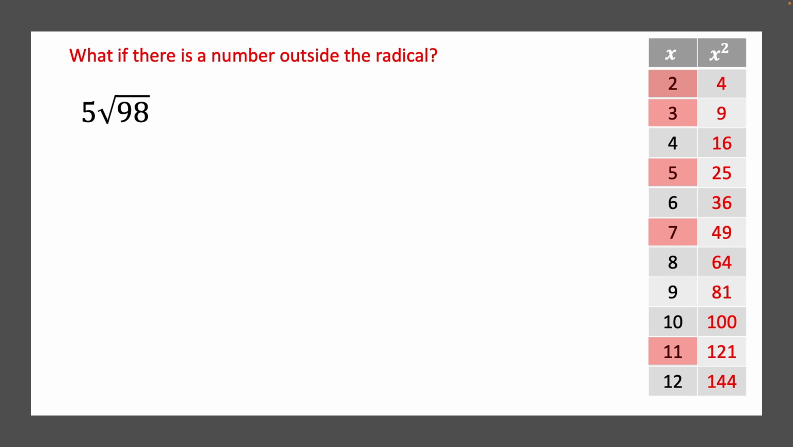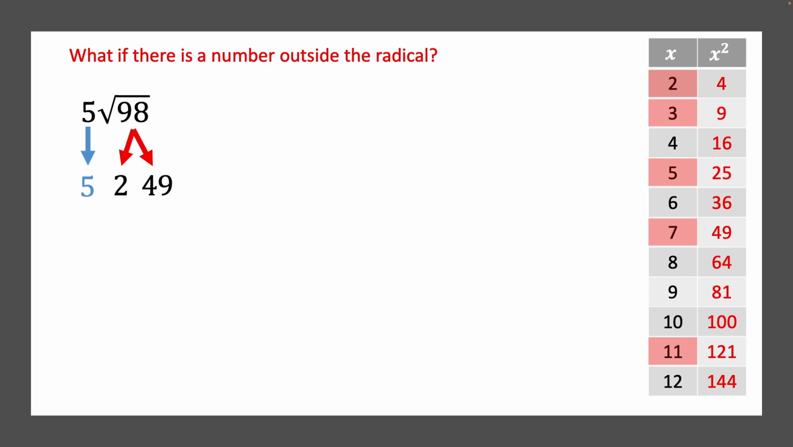Now, what if there's a number outside the radical? See that 5 sitting out there? Well, we can deal with that. The inside, we're going to deal with just the same, but let's keep track of the 5. So I'm going to bring that down. I put it in blue just so we can remember it. And then the 98, we're going to do what we've been doing before.